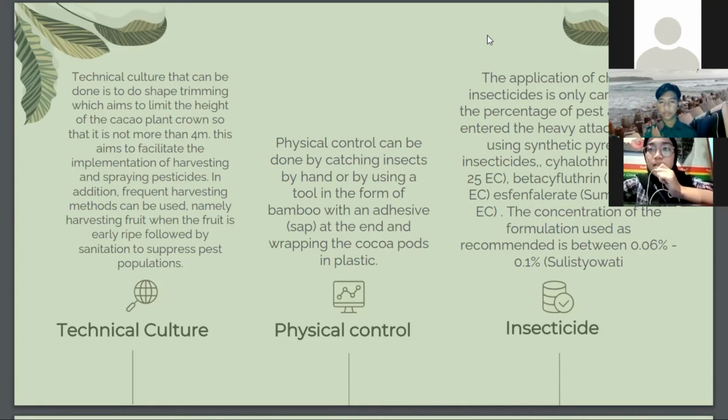And then for insecticide, the application of chemical insecticides is only carried out if the percentage of pest attacks has entered the heavy attack category, using synthetic pyrethroid insecticides: Cyhalothrin or Matador 25 EC, Beta-cyfluthrin Bulldog 25 EC, Esfenvalerate or Sumialpha 25 EC. The recommended concentration of the formulation used is between 0.06% and 0.1%.